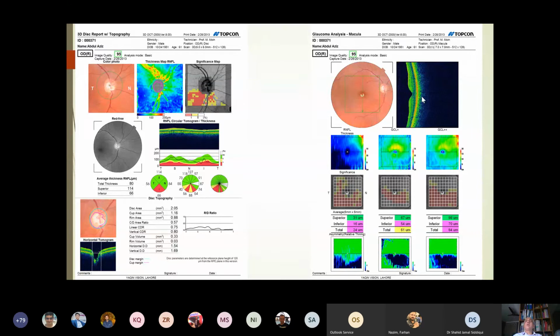It is also important that it gives you a foveal scan. So if there's any retinal pathology, you can obviously pick it up, such as if somebody has retinal edema, you can also see that.